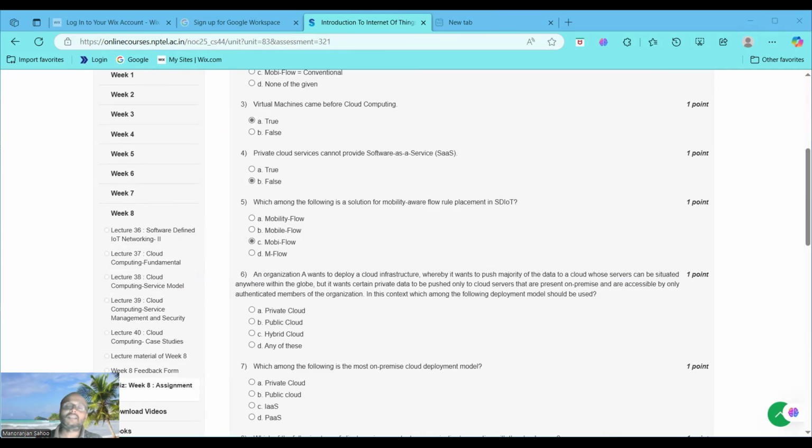Not recognized in software-defined IoT solutions. Correct matches only option C. That's why we choose option C.